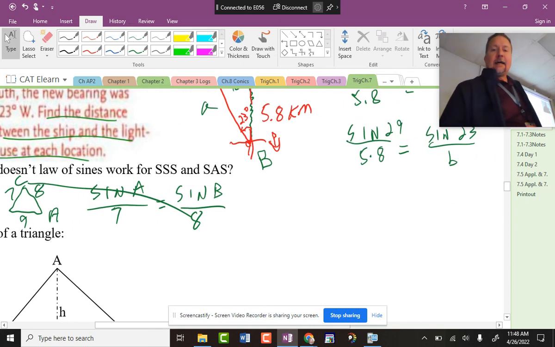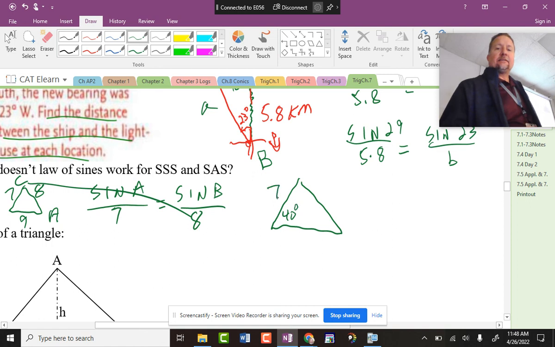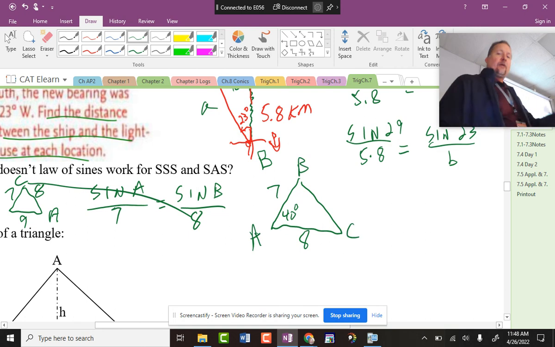And then SAS is like this, and I'm going to make up something for SAS. I don't know, 40 degrees. This is SAS, 7 and 8. Let's just say those are those lengths. We'll call this ABC again. And then know how opposite sides work. So this is side A.